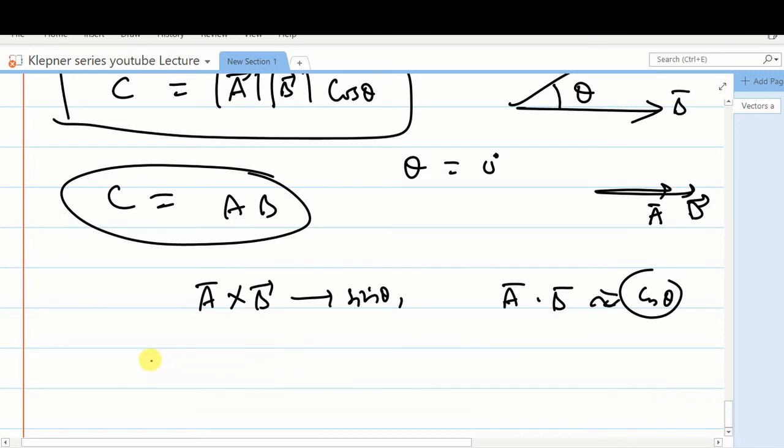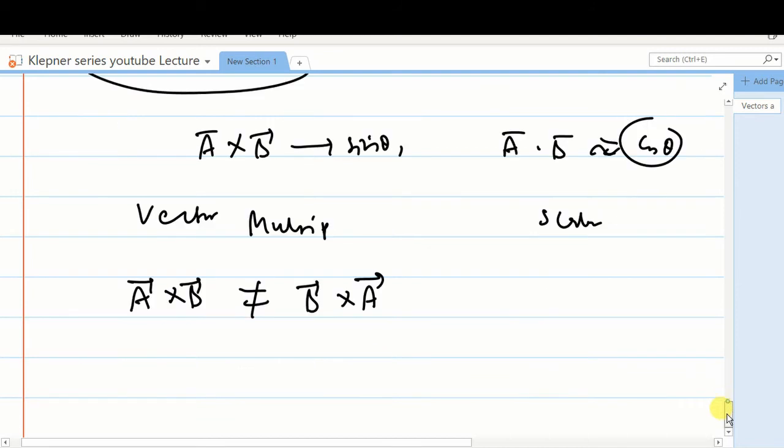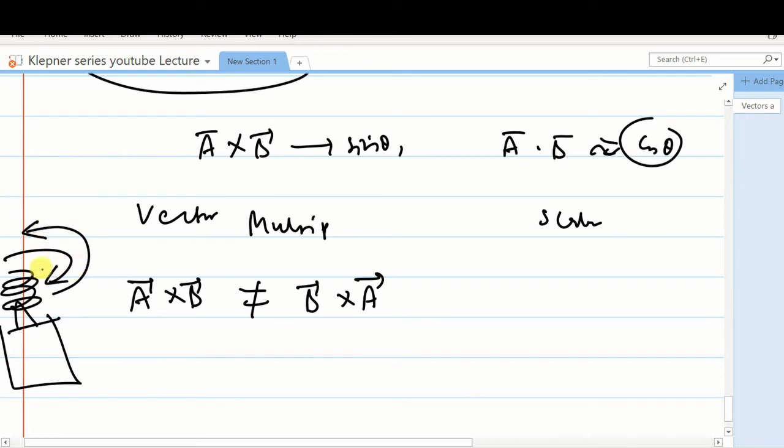One more interesting thing about vector multiplication is that if you change the order, A cross B is never equal to B cross A. You can understand it just by rotating. You have the bottle and you tighten the screw, so you operate this way to tighten it, and if you want to open it, you have to rotate it the other way. These two rotations are not exactly the same. This rotation has an effect this way, and that rotation has an effect upper side, and both vectors are anti.